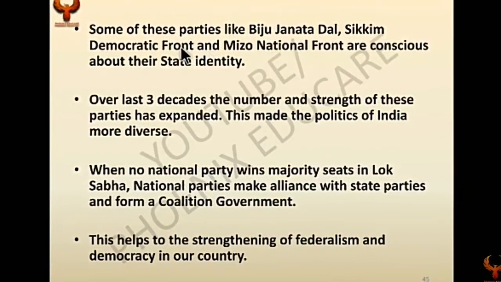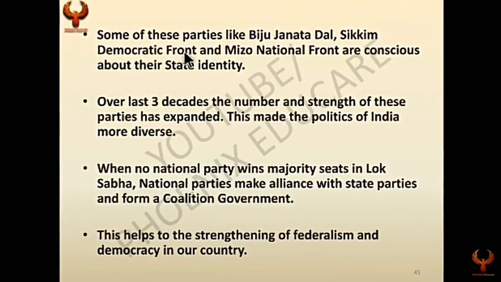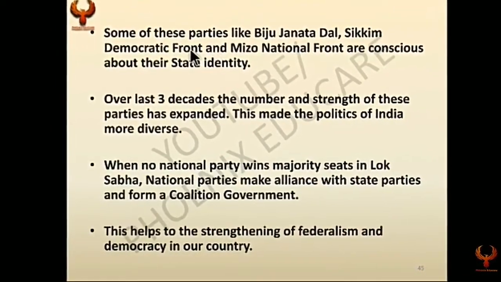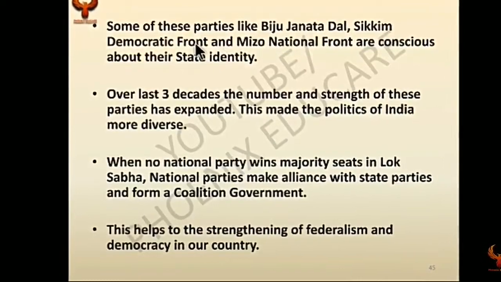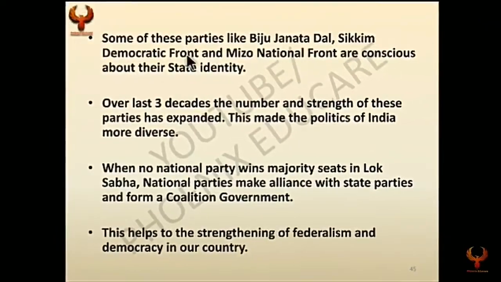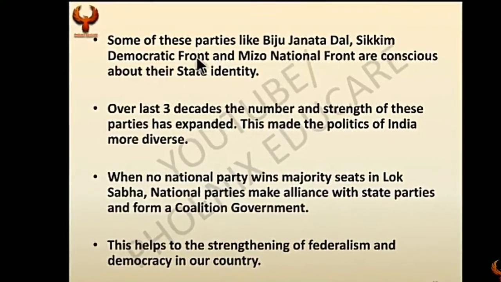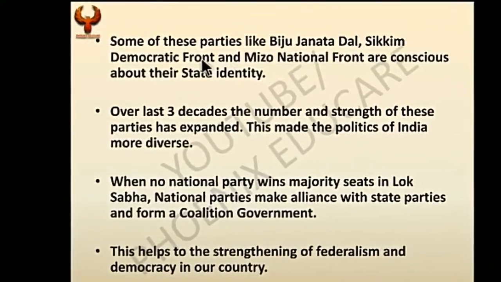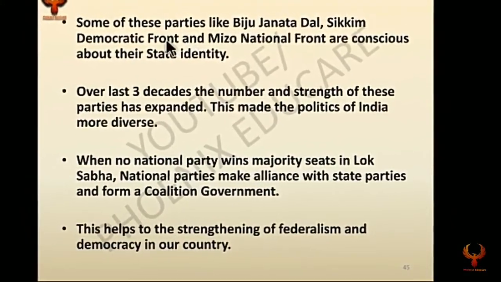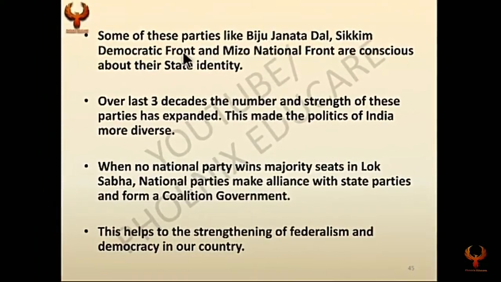The next point is telling us that the national party makes an alliance with the state parties to form a coalition government. Once again, I'll tell you what is an alliance. When several parties join hands for contesting elections, it is known as an alliance. Then the question arises, why are the national parties entering into an alliance with state parties? The reason is very simple. The national party is unable to win majority seats in the Lok Sabha. So it forms an alliance with state parties.